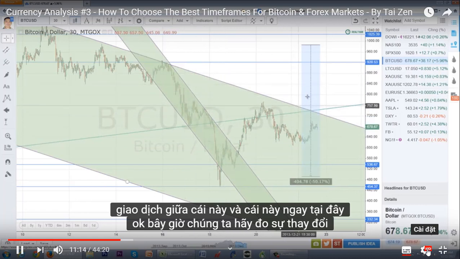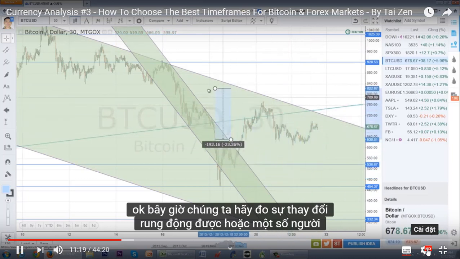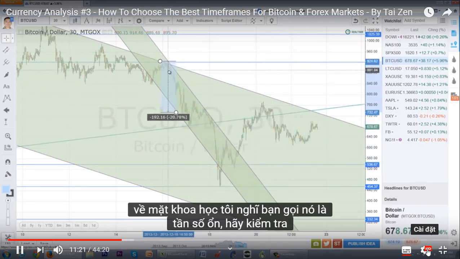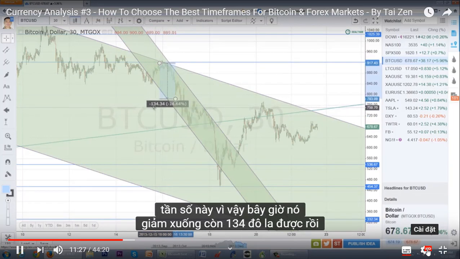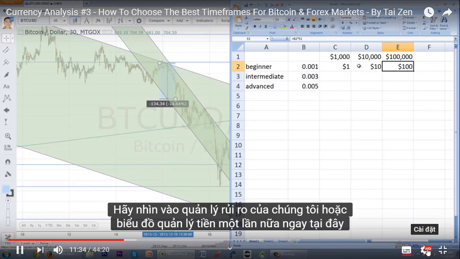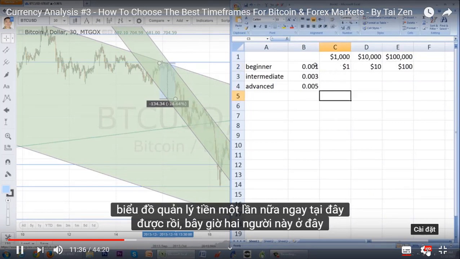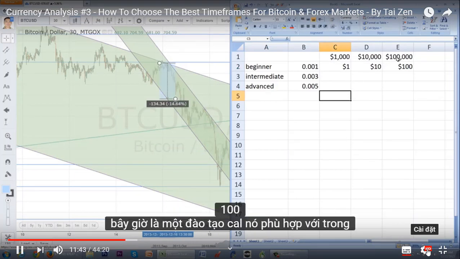Now let's measure the swing, the vibration, or what some people, scientifically, call the frequency. Let's check out the frequency of this. Now it's reduced down to $134. Now let's look at our risk management or money management chart again right here. These two people, the one that owns the $10,000 trading account and the $100,000 trading account, it fits within them.